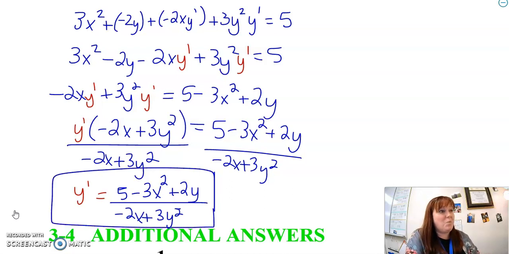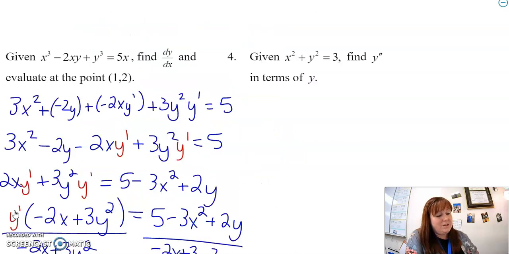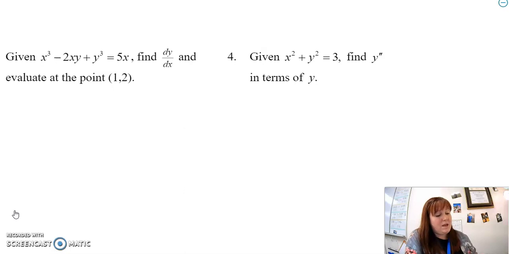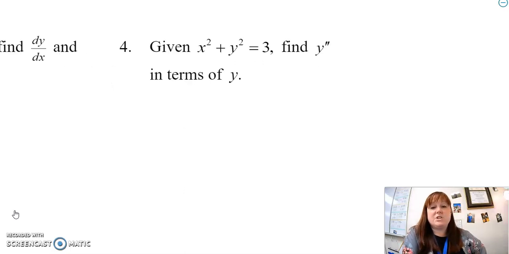All right, let's try one more. Go ahead and clear out all of our... Okay, here we have another implicit function. We can't get y all by itself. We're going to have to find the second derivative in terms of y. We got this. It's not that bad.